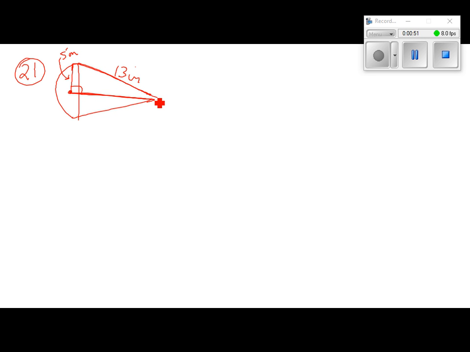So this shape would be a right triangle, and you should be able to pick up on the fact that it fits into the 5, 12, 13 Pythagorean triple. So the actual height of the cone is 12. Again, this is the slant height. This is the height of the cone.